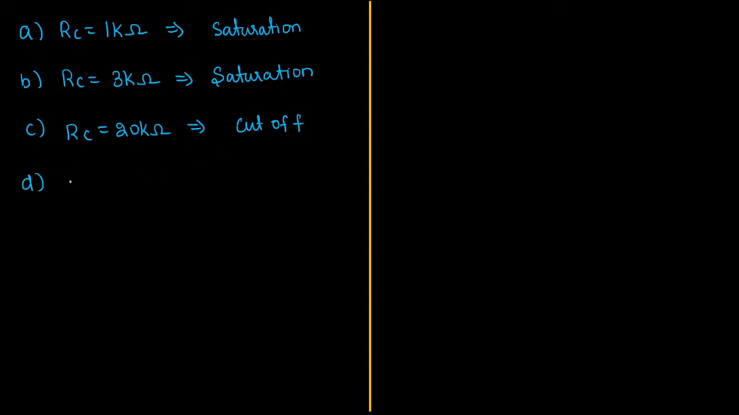Next option D, what they told is the value of RC equal to 20 kilo ohm only, but the region of operation is linear. Linear region means what? Active region. Linear means active region. Sir, how can I solve this question now?